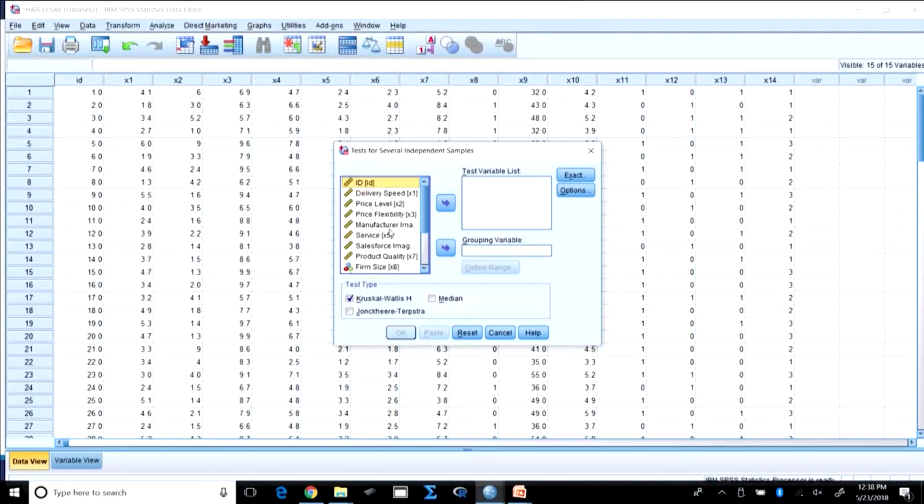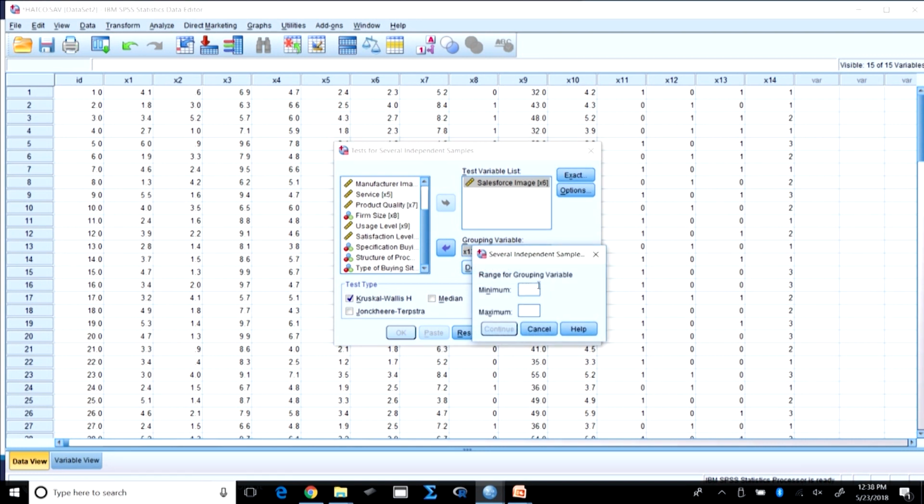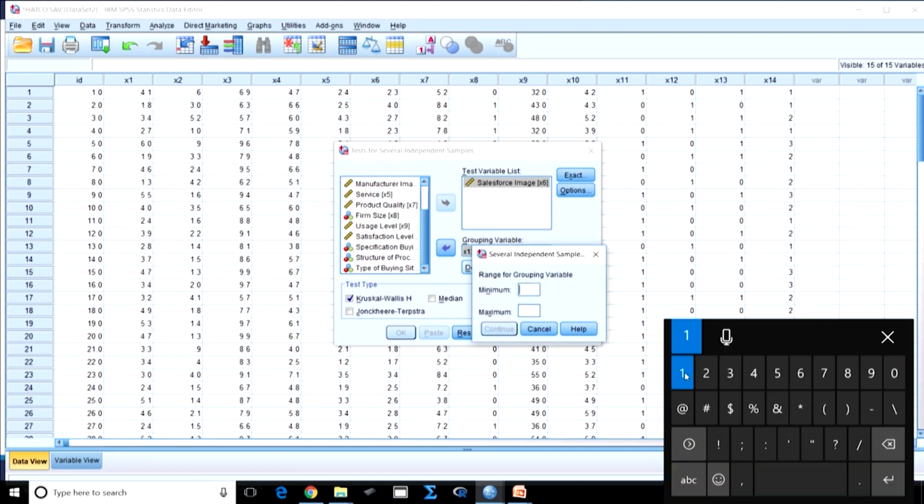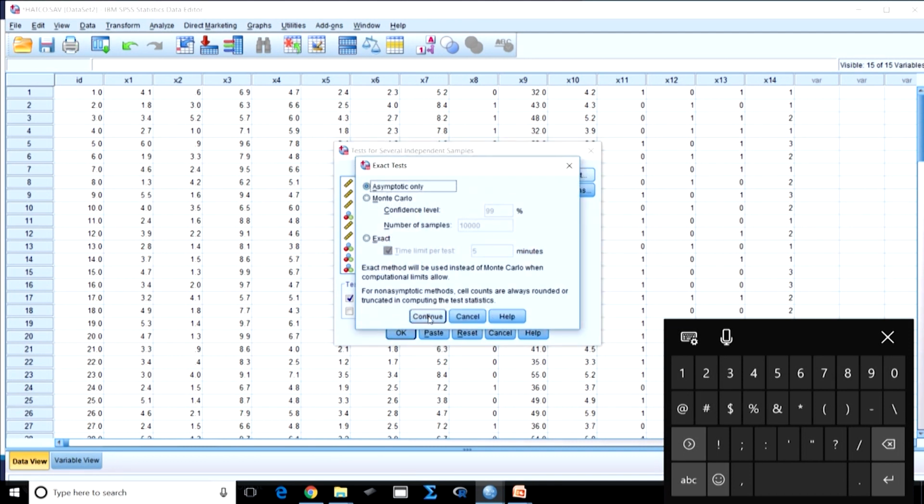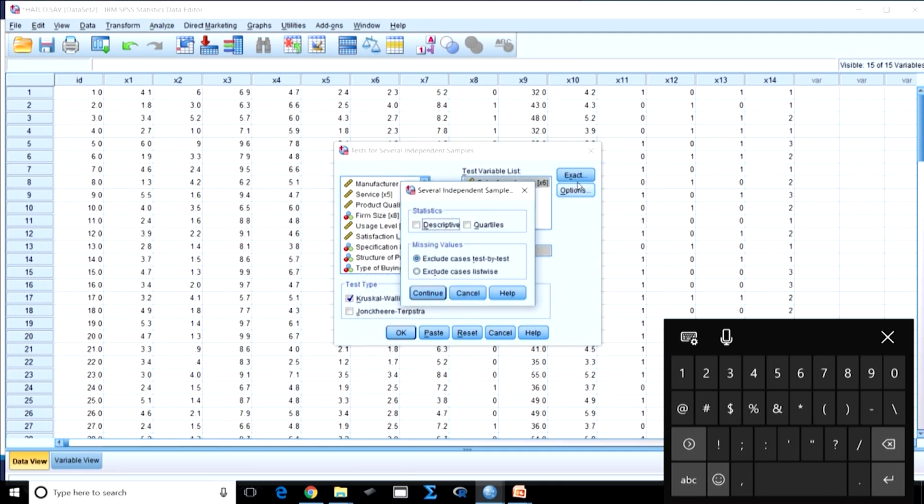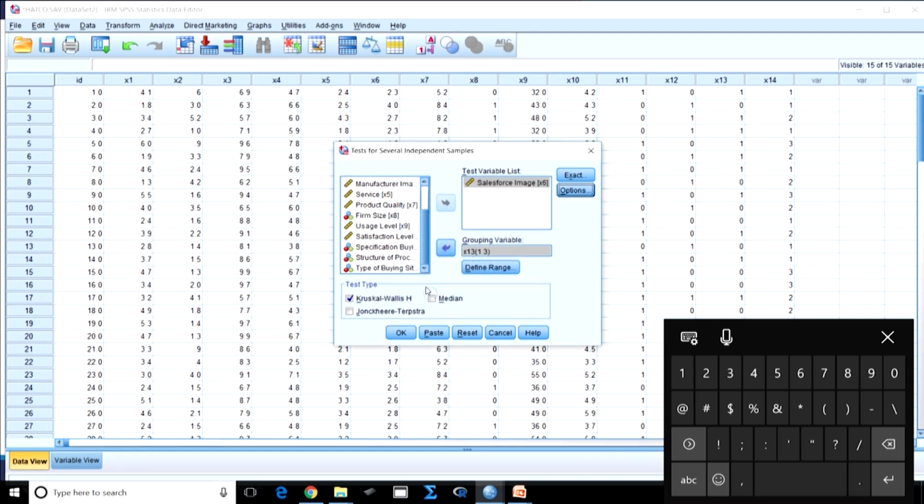Now, let us take any one, again the same thing, the Salesforce image for example, and the grouping variable I am taking is the type of industry. I think X14 is the type of industry. So, what I am defining is the minimum is 1 and the maximum is 3, right. Continue. Okay. I think we should follow the normal process. If you want to use the descriptives you can use.